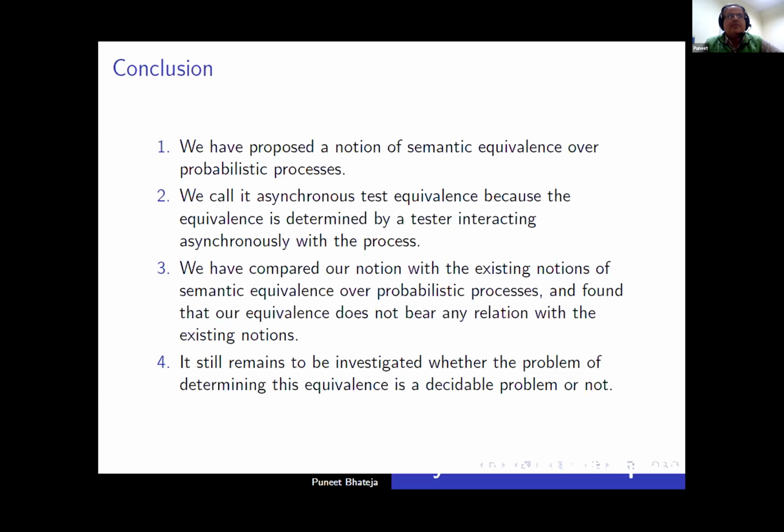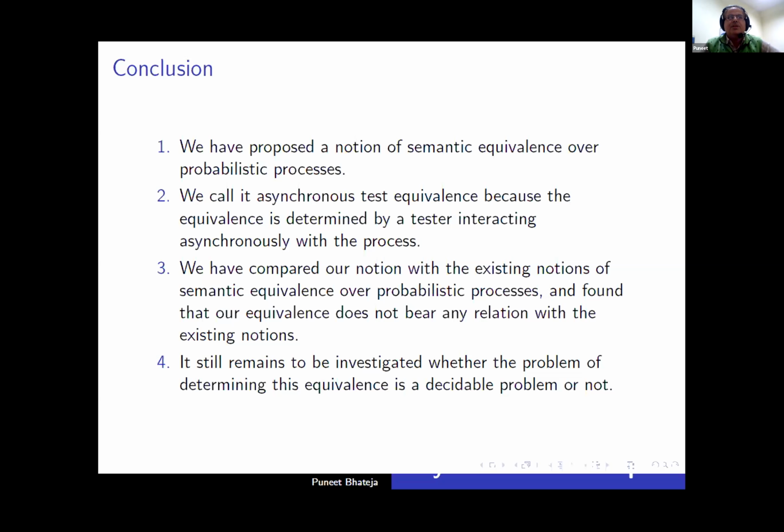So that was all. Let me conclude at the last. We have proposed a notion of semantic equivalence over probabilistic processes, and we call it asynchronous test equivalence for the reason that this equivalence is determined by a tester, which interacts asynchronously with the processes. Next, we have compared our notion with the existing notions of semantic equivalence over probabilistic processes, and we have found that our equivalence does not bear any relation with the existing notions of test equivalence.